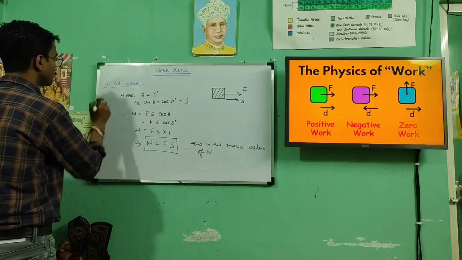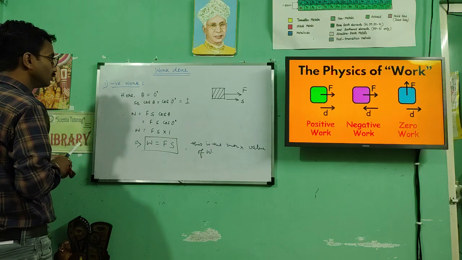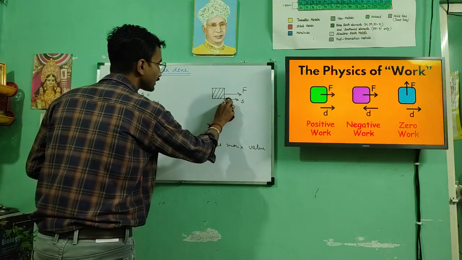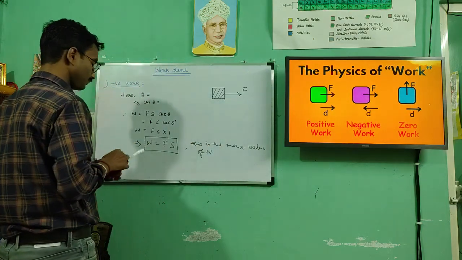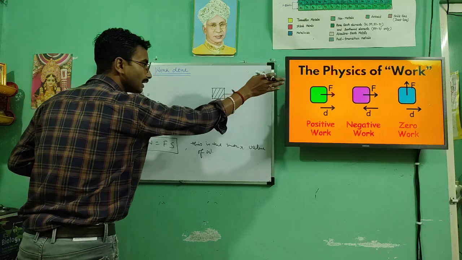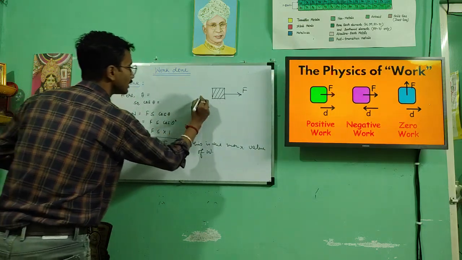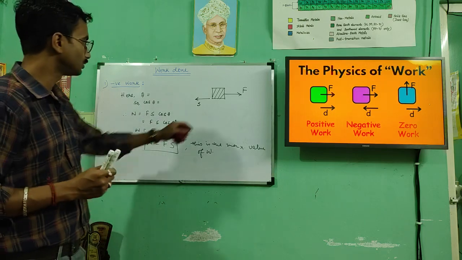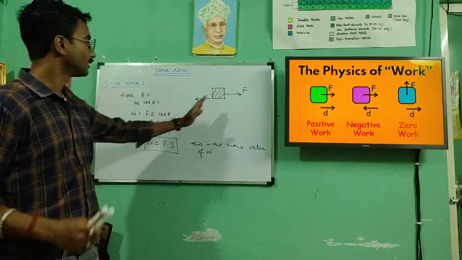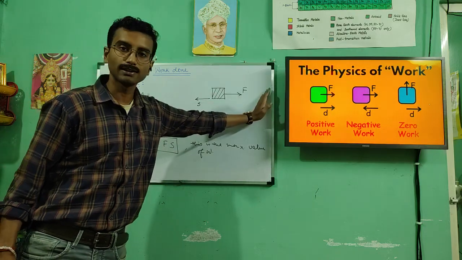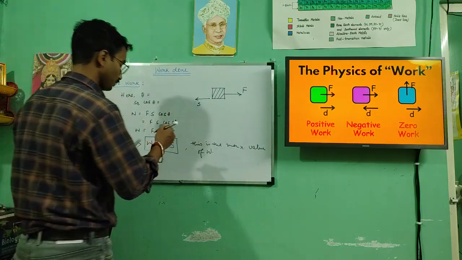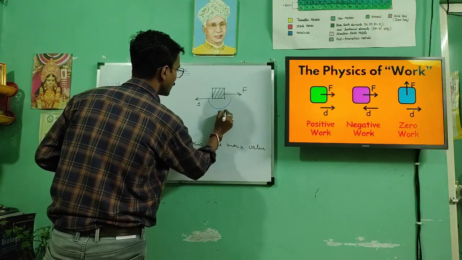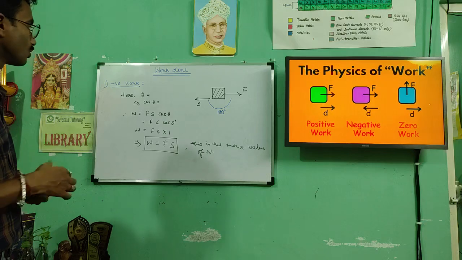For negative work, the value of theta will be 180 degrees. How? Suppose we apply force towards the right-hand side and the body displaces towards the left-hand side. That means the displacement is towards left, and the applied force is towards right. So what is the angle between force and displacement? It is 180 degrees. Clear?